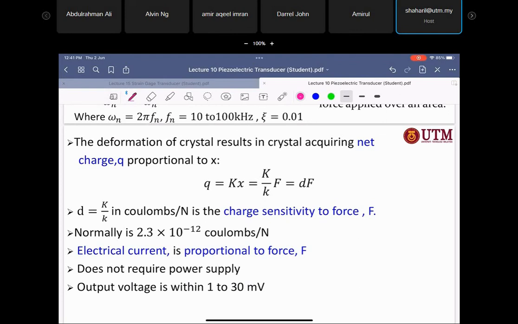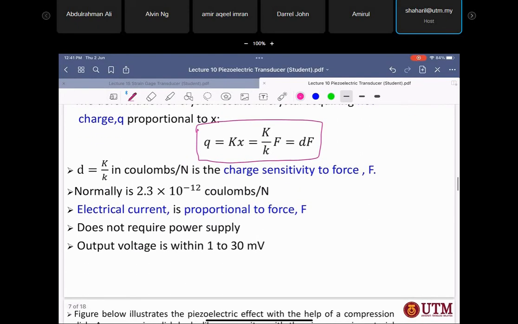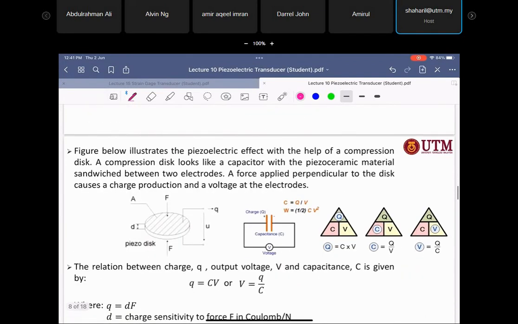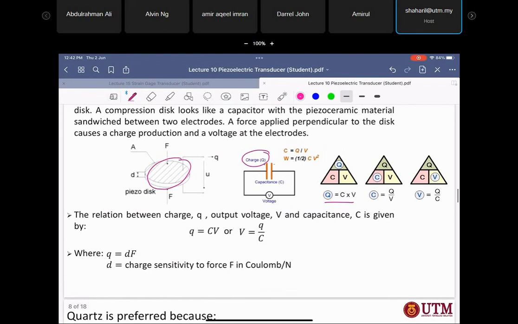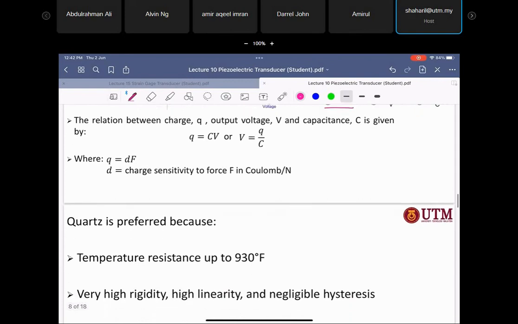And the information about the crystal is given like this: Q equals Kx, the displacement, where K is the stiffness of the material, and Q is the net charge. If you want to go into detail, you can get it from this one. And also this example of the piezoelectric, where you can have the relationship between the charge Q and the capacitance itself. This is given as Q equals CV, but it doesn't matter. It's never going to be asked in this subject.